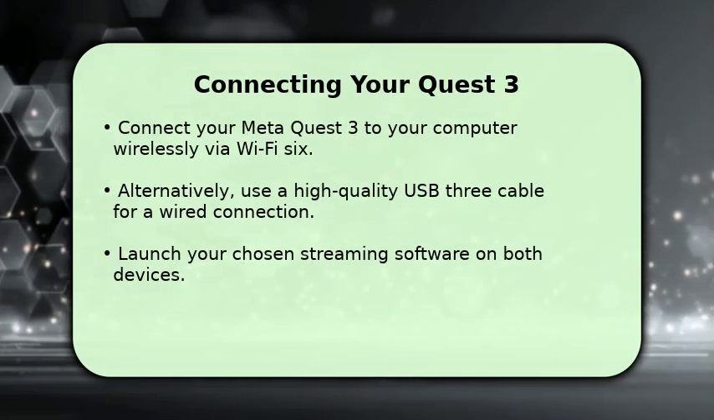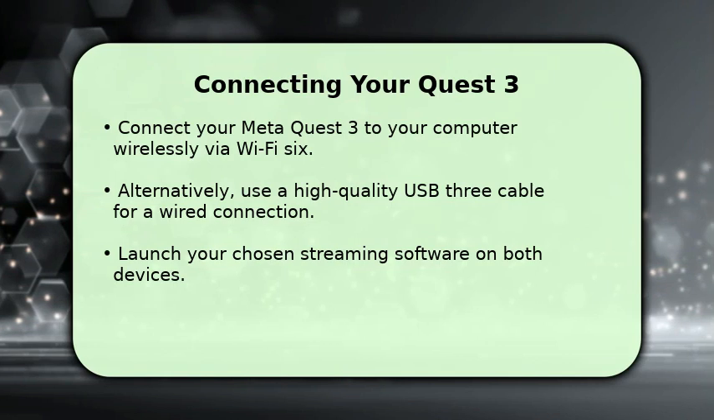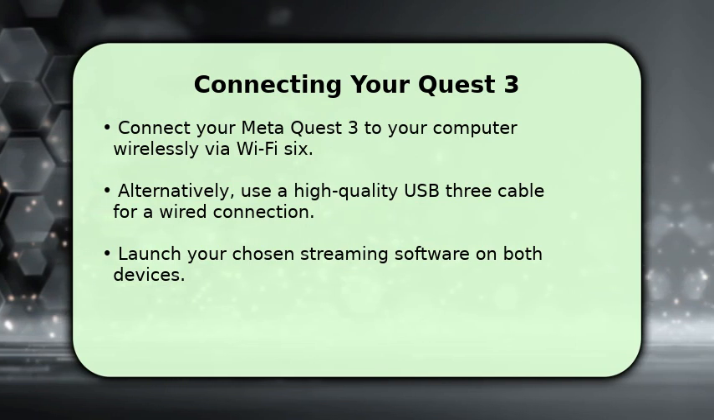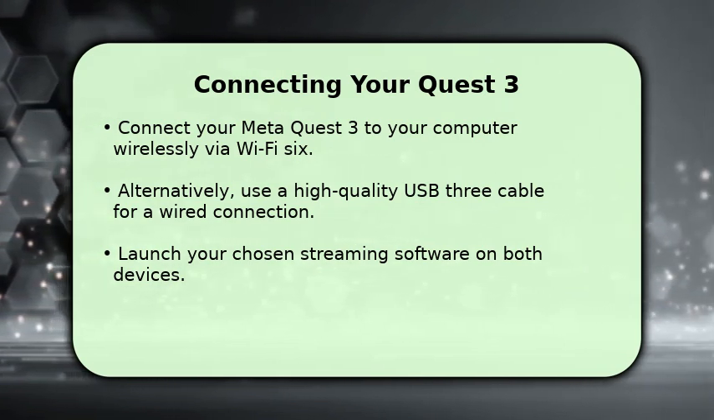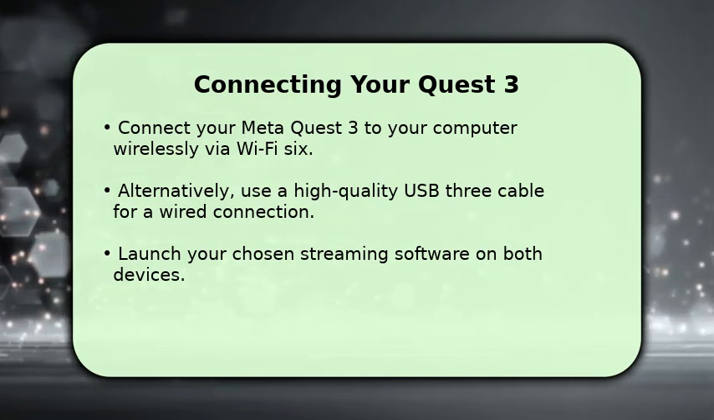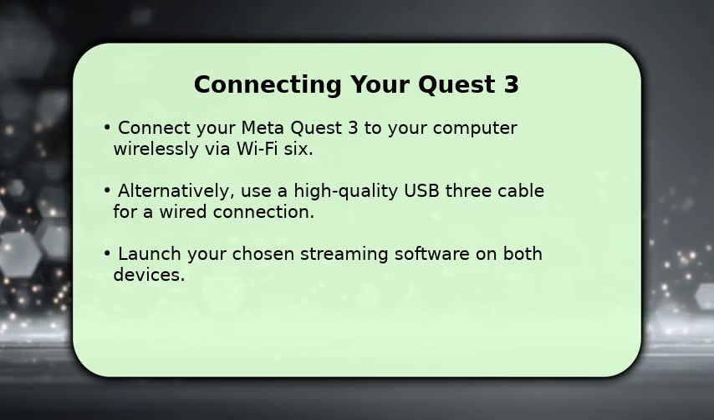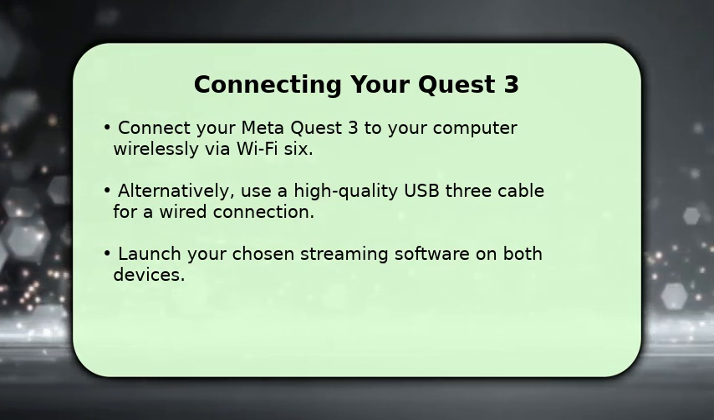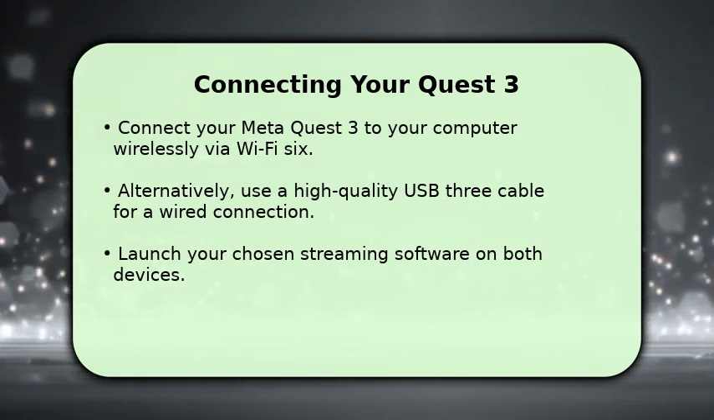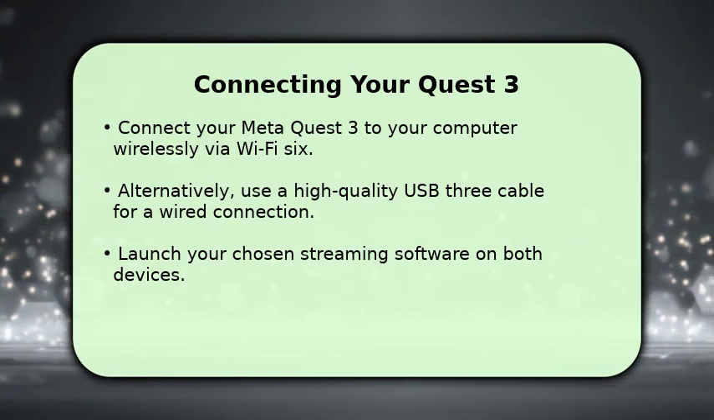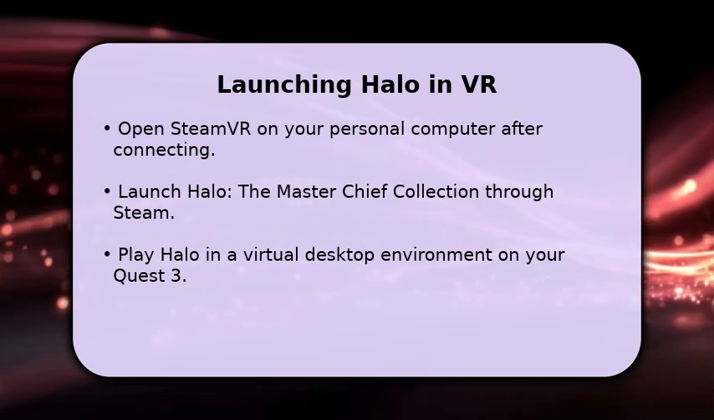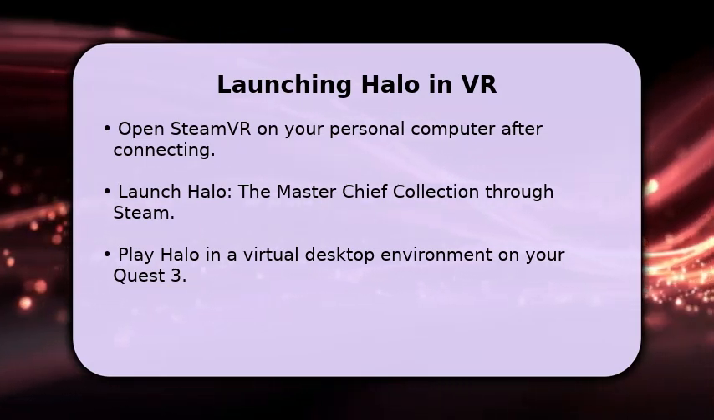Now, let's connect your Meta Quest 3 to your personal computer. For a wireless setup, ensure you have a robust Wi-Fi 6 network for optimal performance and low latency. Alternatively, you can use a high-quality USB 3 cable for a stable wired connection, which often provides the most reliable experience. Once connected, launch your chosen streaming software, like Quest Link or Virtual Desktop, on both your computer and your Quest 3 headset.